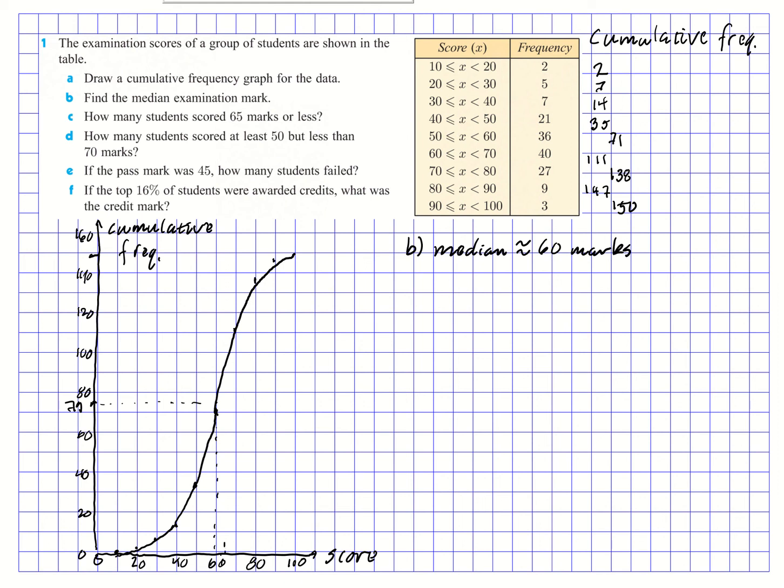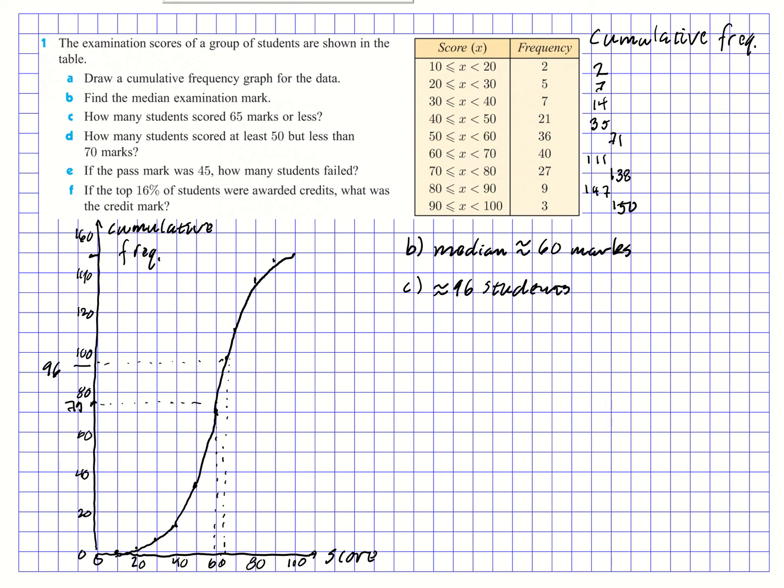All right. Let's see, how many students scored 65 marks or less? Well, we just go up from 65, and that's somewhere around here. What is that? About 96. So for C, about 96 students scored 65 marks or less.